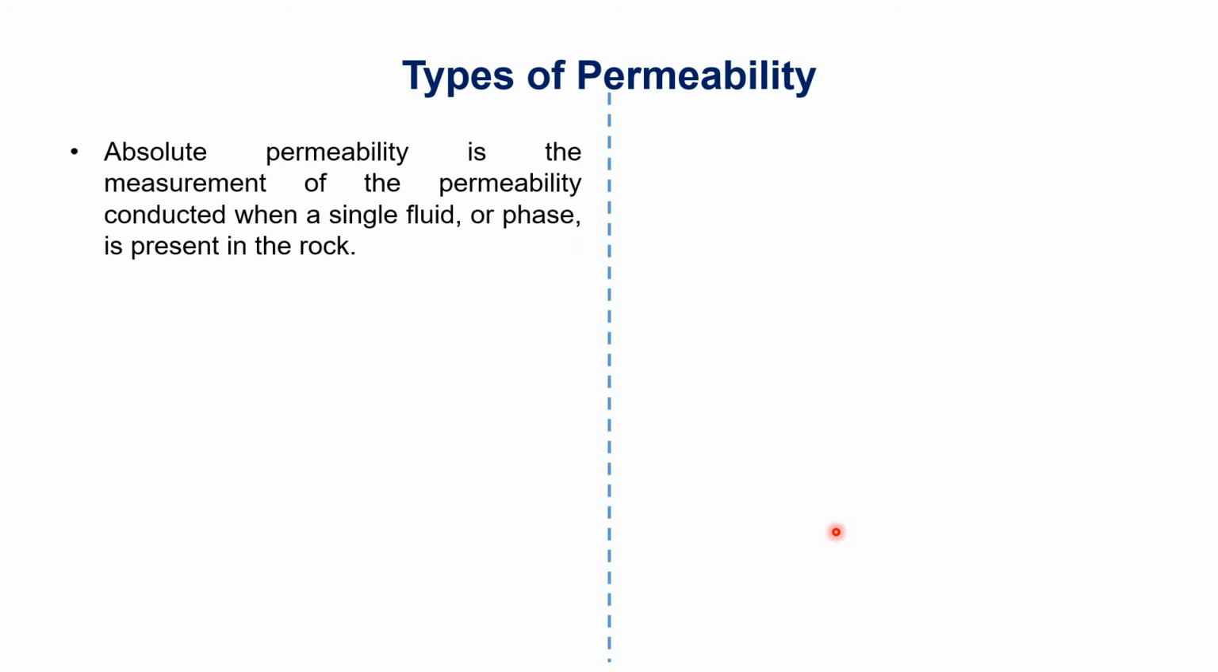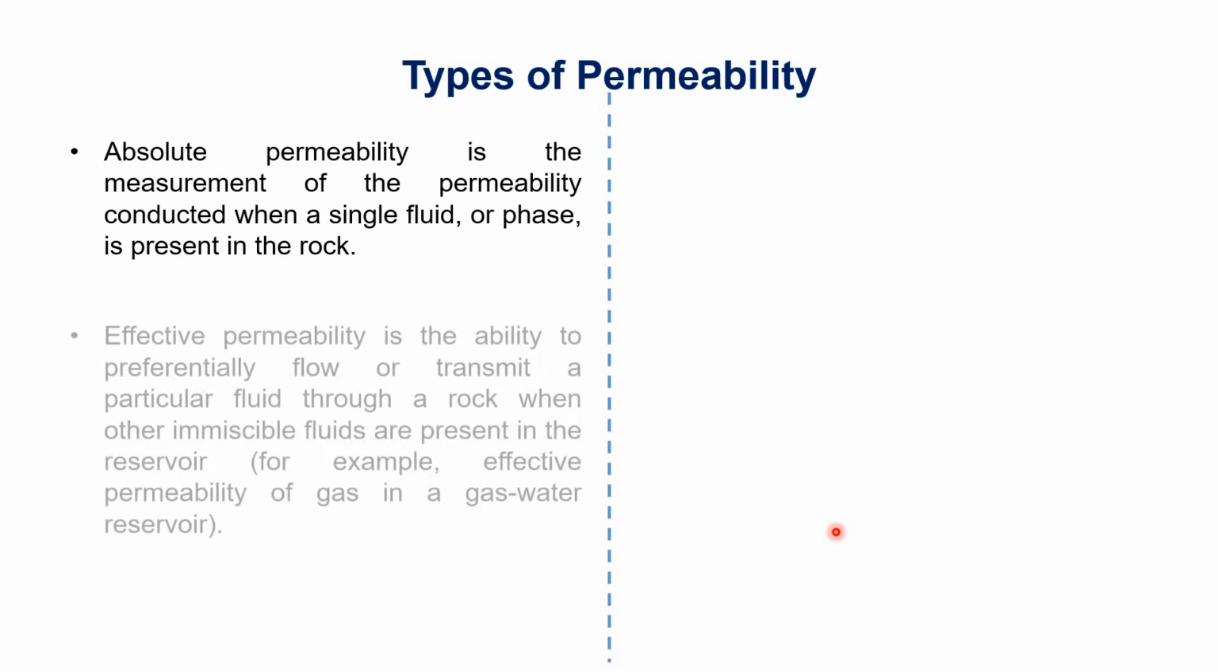So here we'll see the types of permeability. The first type of permeability is the absolute permeability, and absolute permeability is defined as the measurement of the permeability when the rock is filled only with a single fluid or there is only one phase in the rock. Then the permeability will be classified as absolute permeability.